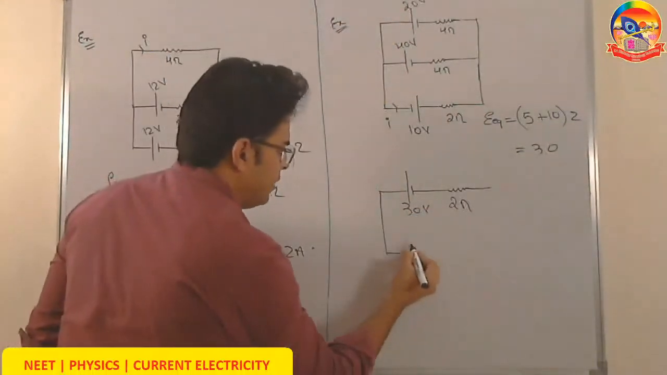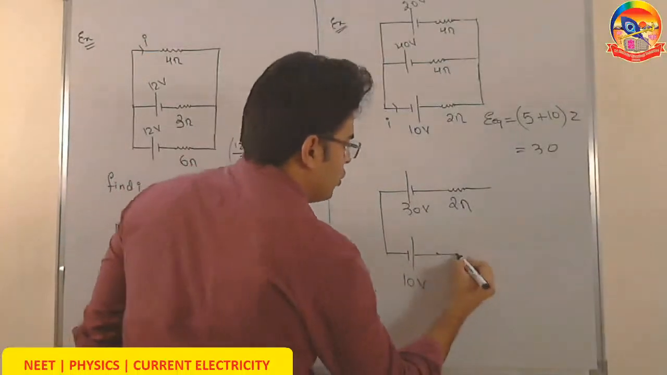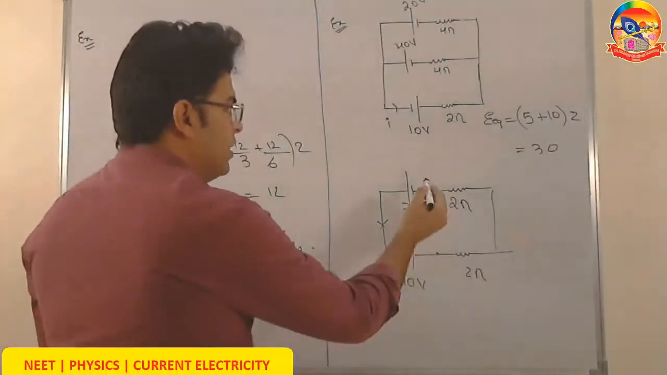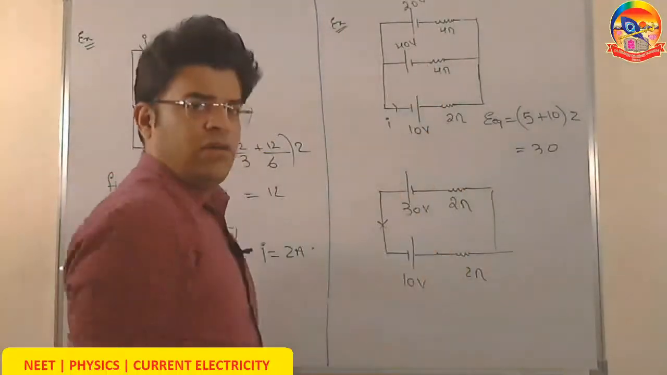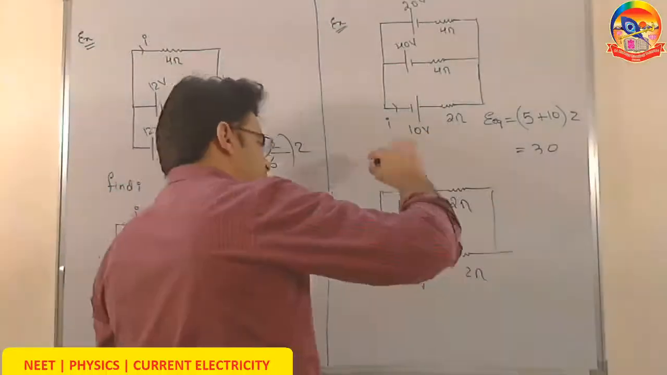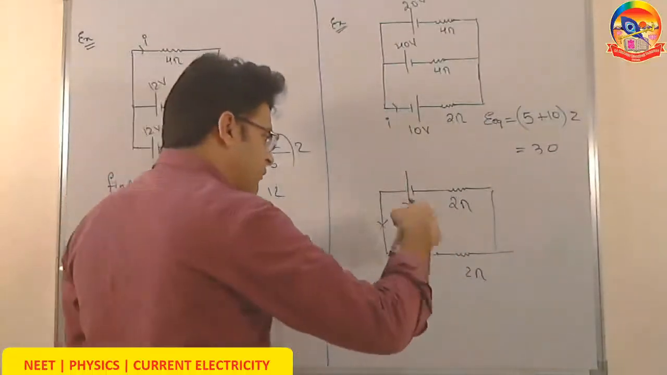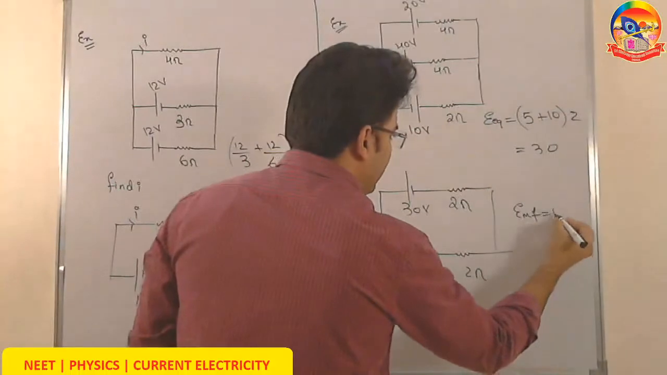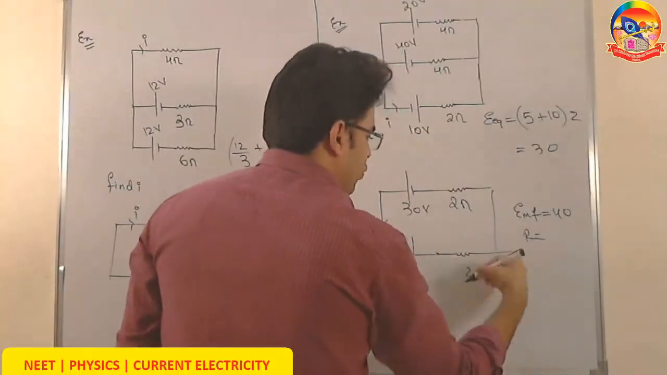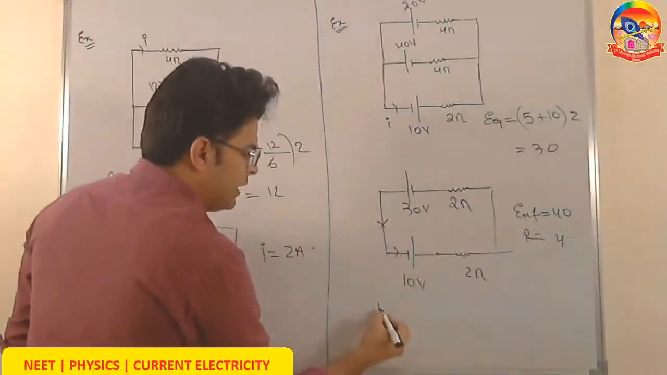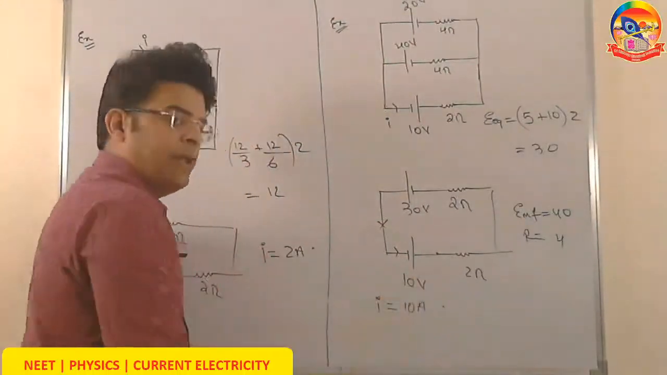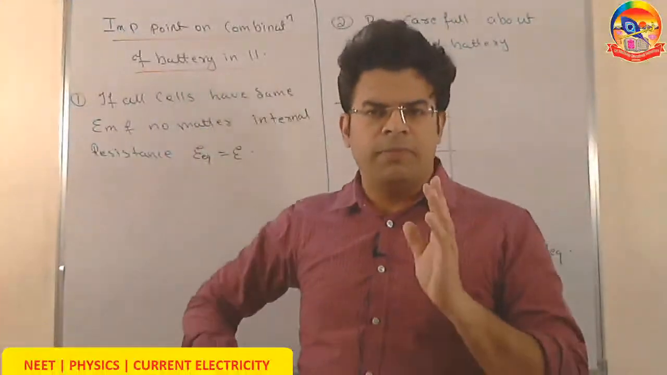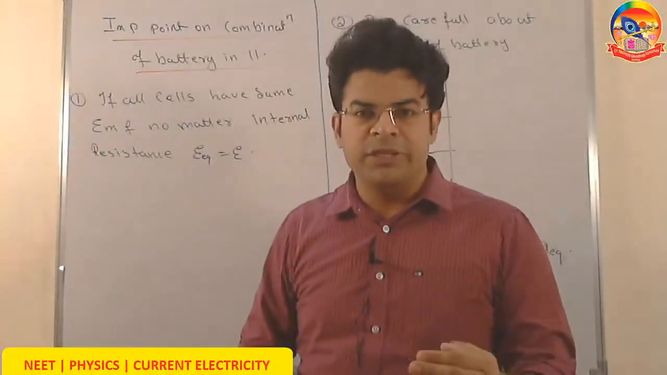Now, the third line, 10 volt, 2 ohm. Now, look that this 30 volt wants to drive current anticlockwise. This 10 volt also wants to drive current anticlockwise. Both of them want to drive current anticlockwise. So the overall anticlockwise EMF comes out to be 40. Resistance comes out to be 2 plus 2, 4. So the current has to be equal to 40 by 4, that is 10 ampere. Okay. I use parallel combination of battery to solve all questions. It helps me save time.